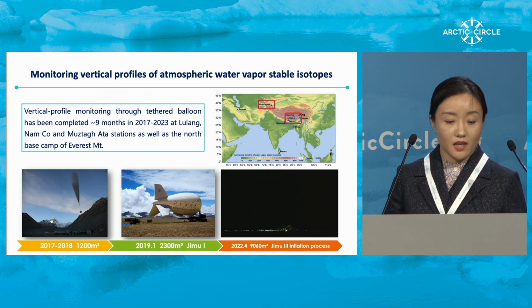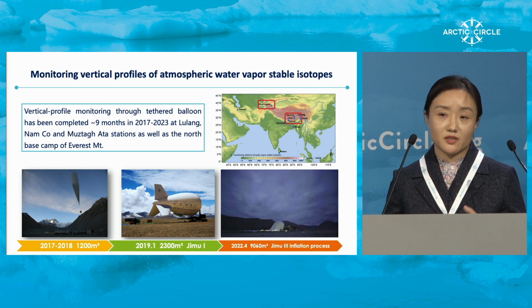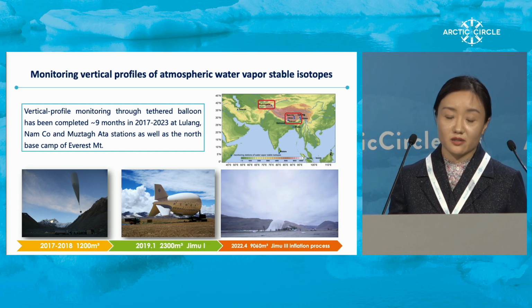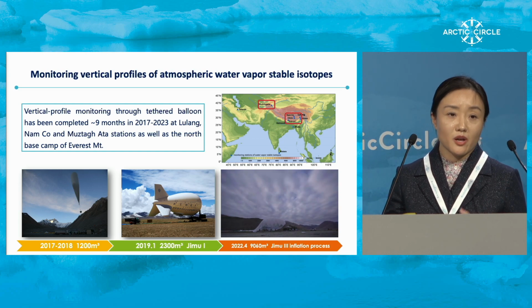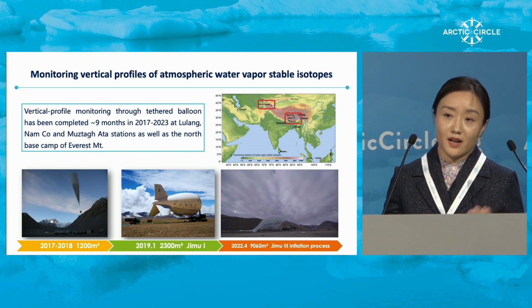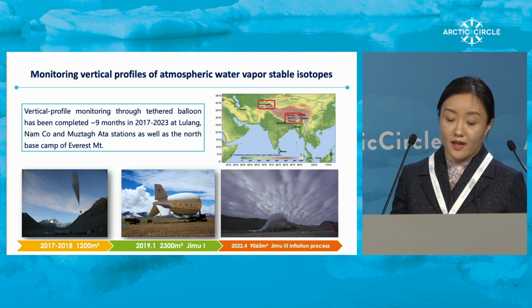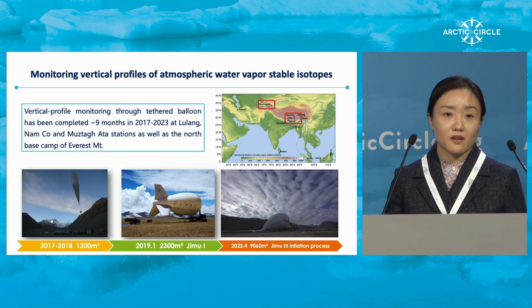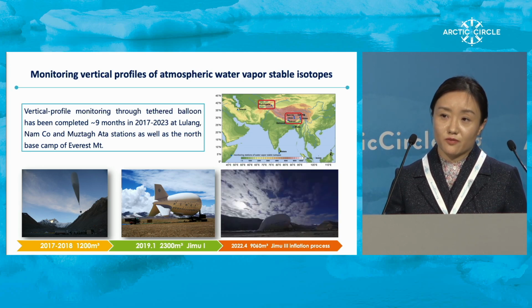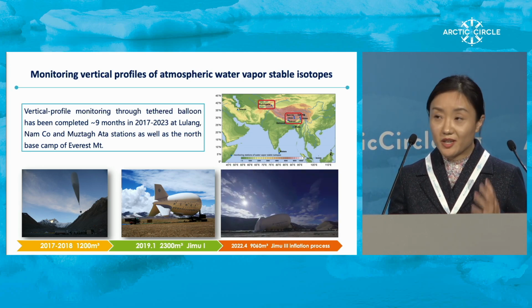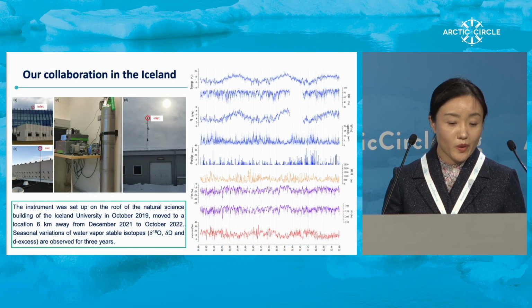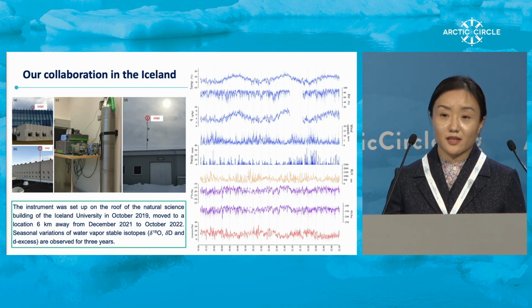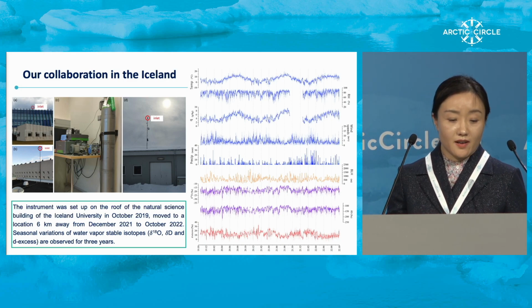Since 2017, we started to use the balloon to try to monitor the vertical profiles of the atmospheric components. In this way, we will know the vertical mixing between the local evapotranspiration and the large-scale advections. This video shows the setup of the balloon system during the Everest field work in May 2022. And since 2019, we started to collaborate with scientists from the University of Iceland.